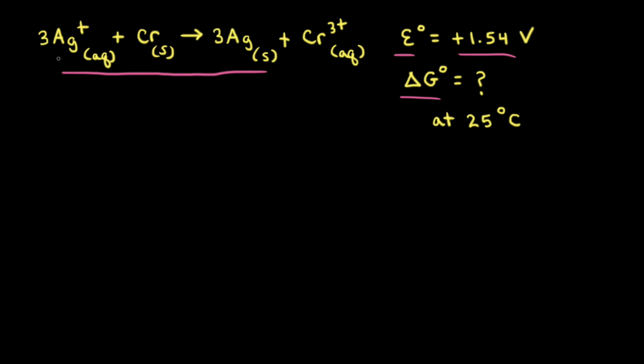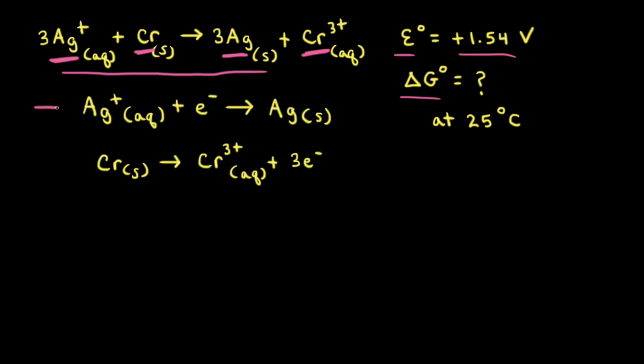In our redox reaction, silver 1+ is being reduced to solid silver, and solid chromium is being oxidized to chromium 3+. Now that we've identified what's being oxidized and what's being reduced, let's write the oxidation and reduction half reactions. For our reduction half reaction, we have silver 1+ gaining an electron to form solid silver, and for the oxidation half reaction, solid chromium is turning into chromium 3+ and losing 3 electrons.